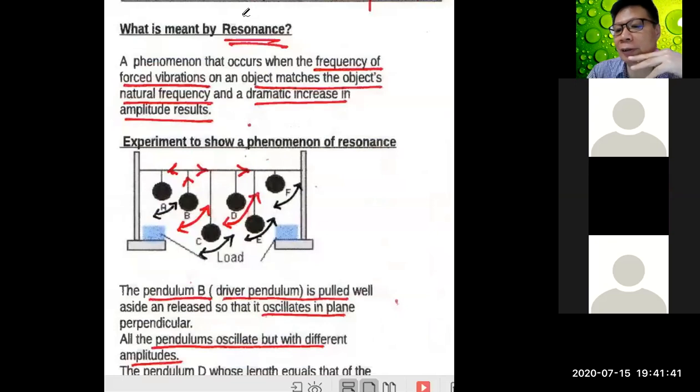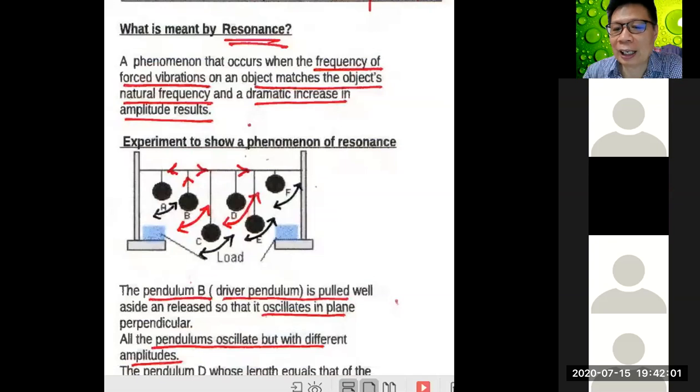Remember resonance or not? Pritibha. Okay, Pritibha, are you there? Hi, Pritibha. Ziliang, are you there? Yes, sir. Ziliang, can you roughly tell me what you know about resonance? What is resonance actually, Ziliang?